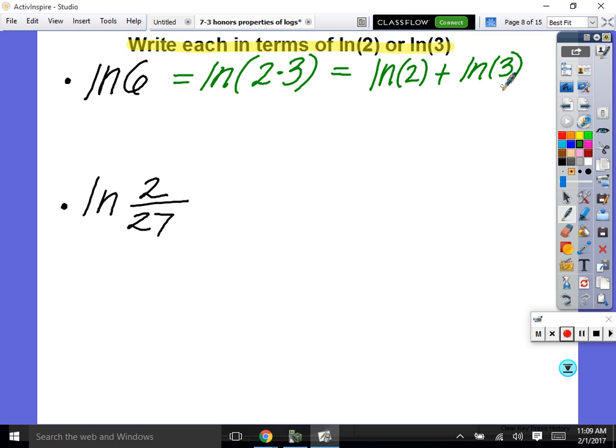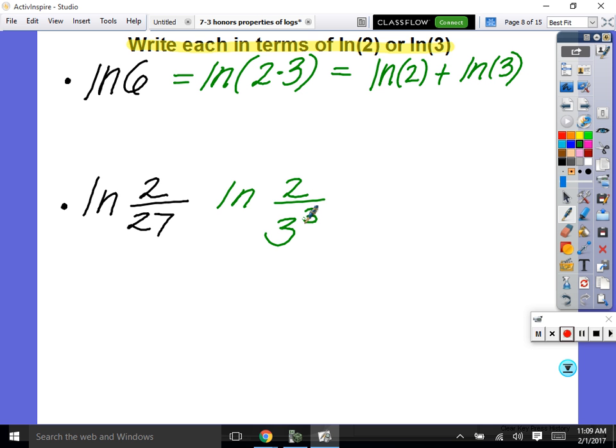Okay, so let's do this one. So ln of 2 divided by 27. It wants it all in terms of ln of 2 or 3. So can anyone think of how we could rewrite this? Yeah, 3 to the third. You're absolutely right. So this is ln of 2, very good, divided by 3 to the third power. Way to think of that.